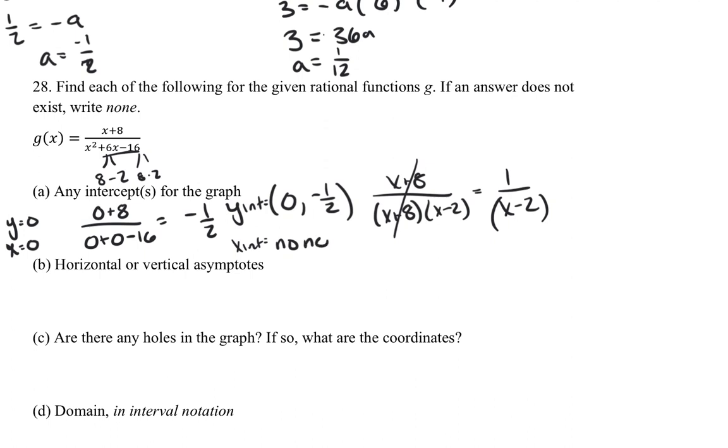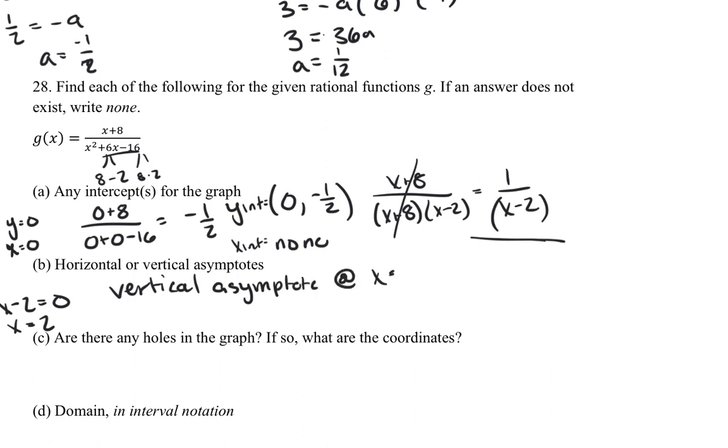Horizontal and vertical asymptotes. So we can find our vertical asymptote by looking at our new equation here. We can see wherever the denominator equals 0, and solving this equation, that's where x equals 2. So we have a vertical asymptote at x equals 2. And in order to find horizontal, we have to check our end behavior.